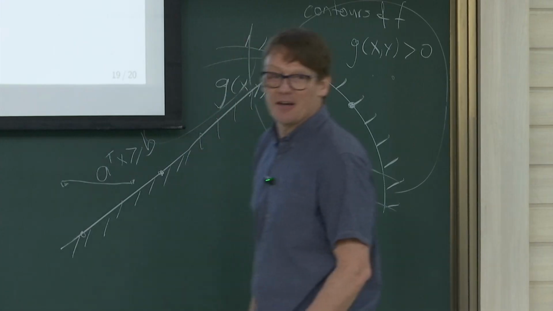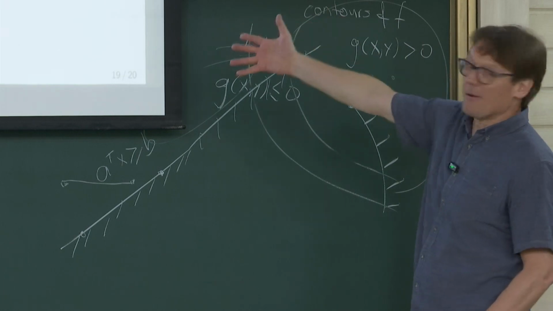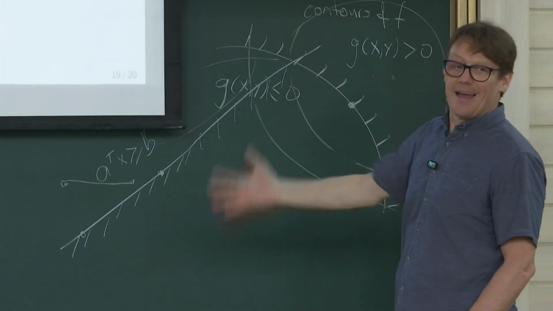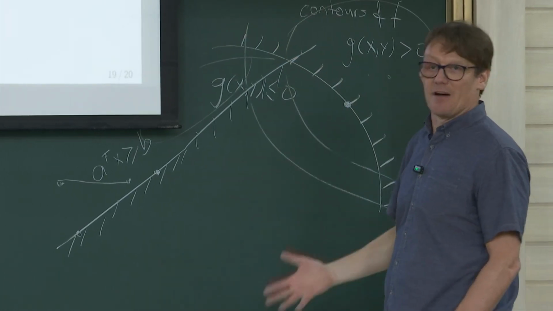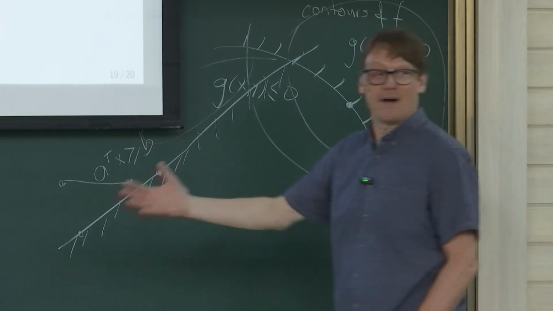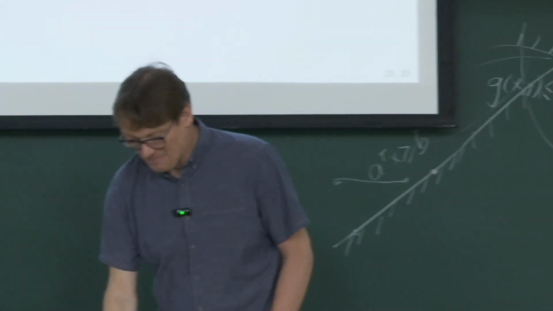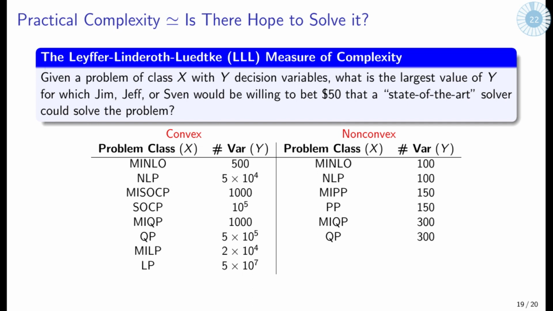It says, you come to me, you have a problem class, and I'm prepared to bet that we have a solver that can solve it with 5 variables or with 500 variables. And here's what we had about 5 or 6 years ago for this complexity class. I'm not sure if this is still accurate or not.